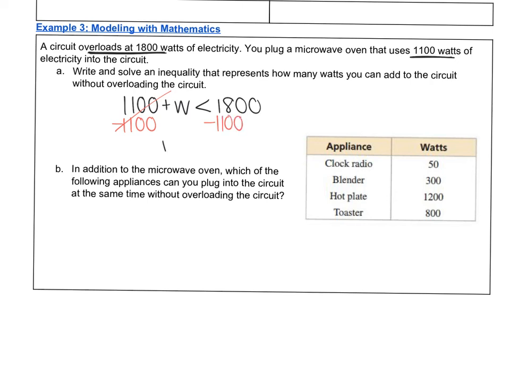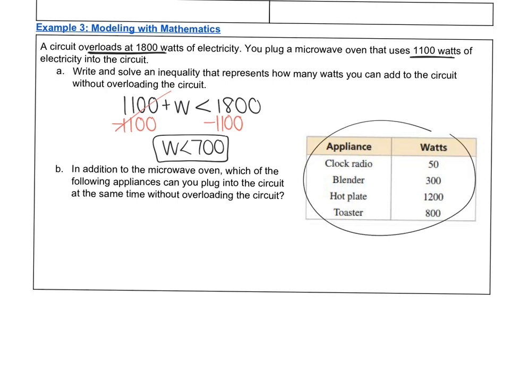And I'll get W is less than 700, which means I can plug in anything that's less than 700 watts of electricity, or that uses less than 700 watts of electricity. So in the second part here, it says, in addition to the microwave oven, which of the following appliances can you plug into the circuit at the same time without overloading it? So I'm looking for any of these appliances that use less than 700 watts of electricity.